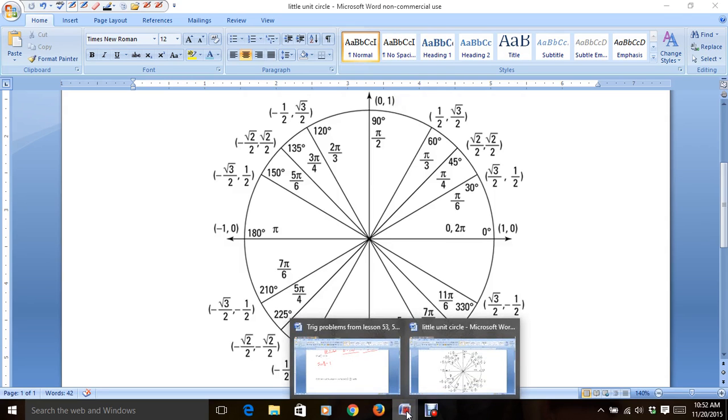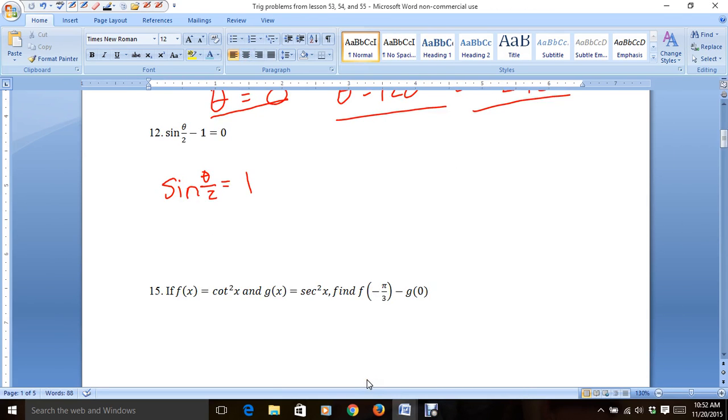So if we say that theta over 2, which is the argument here, has to be 90 degrees, that means that theta, if you multiply both sides by 2, is going to be 180.